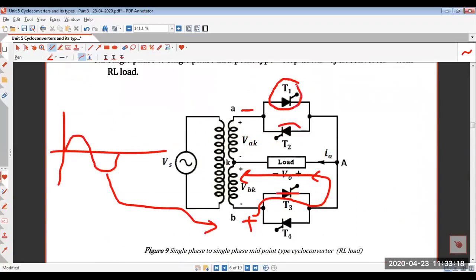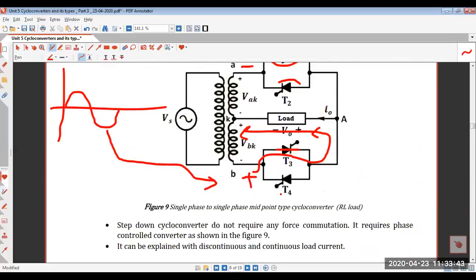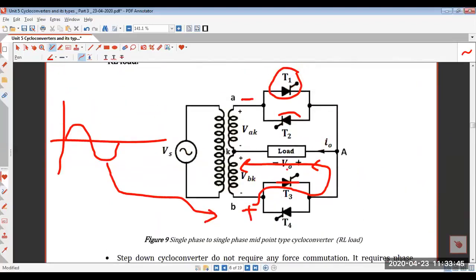T1 was conducting. So at omega t equal to beta, T1 will turn off, right? T1 will turn off, but you have not triggered the next SCR which is to be triggered. For the negative half cycle, which SCR is to be triggered? T3. So T3 is to be triggered, right? But since at omega t equal to beta T1 is turned off, T3 is not triggered.